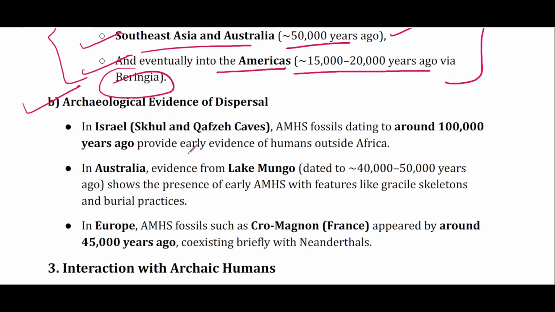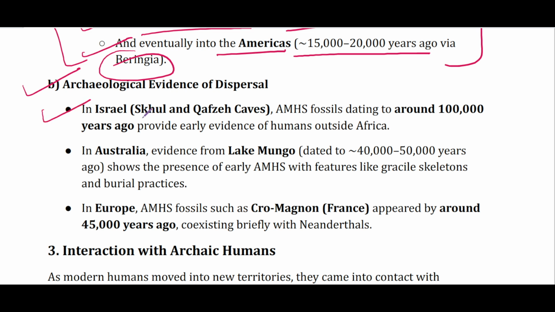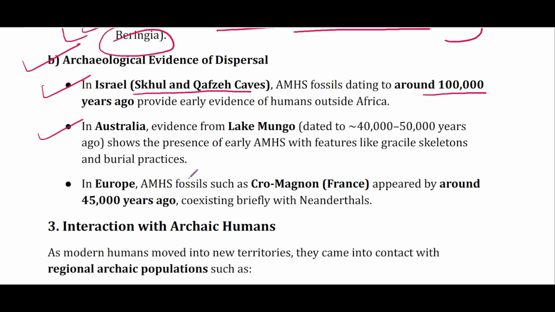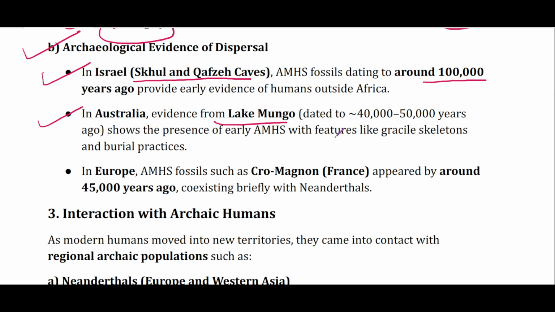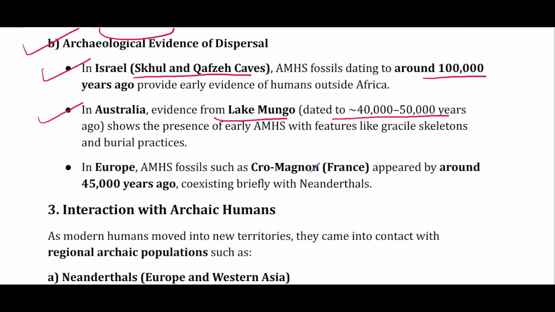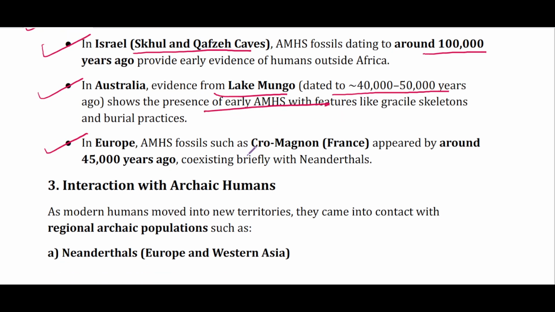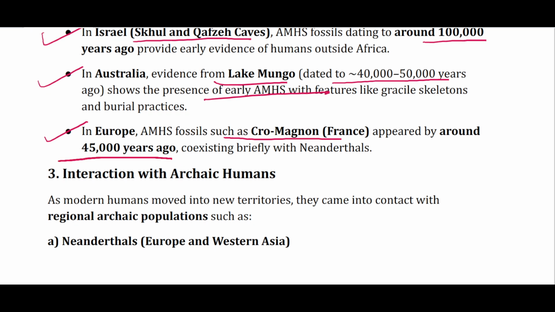Now the archaeological evidence of dispersal. In Israel's Skhul and Qafzeh caves, AMHS fossils have been found which are dated around 100,000 years ago. Then in Australia, the evidence from Lake Mungo, both Mungo Man and Mungo Lady, is dated to around 40,000 to 50,000 years ago, again showing early AMHS-like features. Then in Europe, the AMHS fossils such as Cro-Magnon and Combe-Capelle, both dated around 45,000 years ago, coexisted briefly with the Neanderthals and Denisovans both.